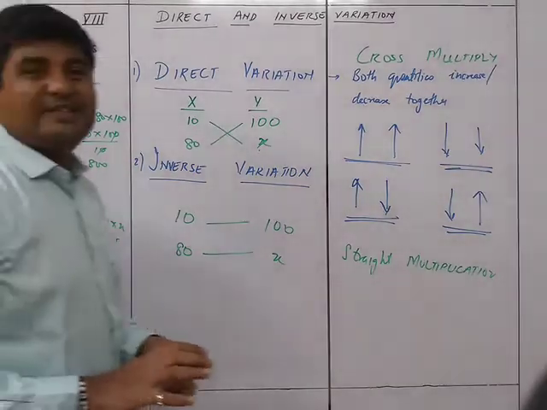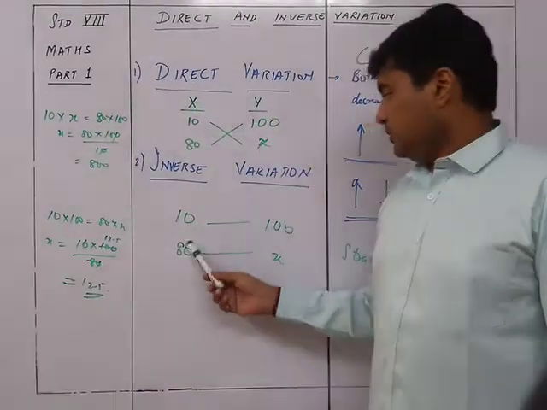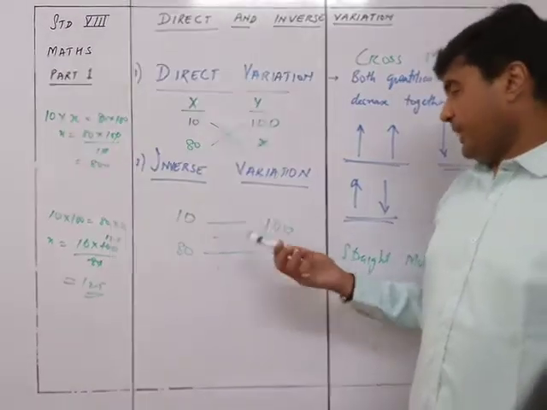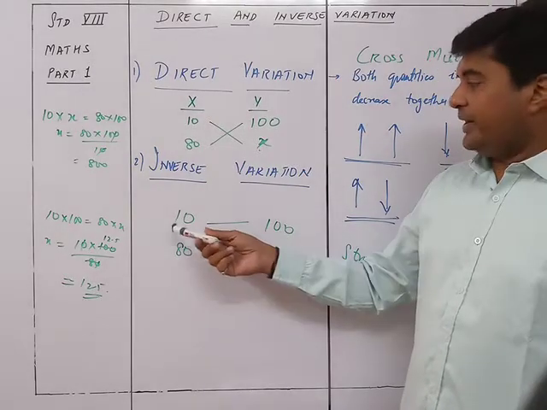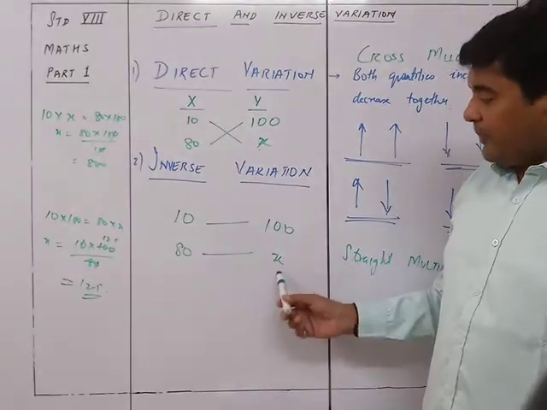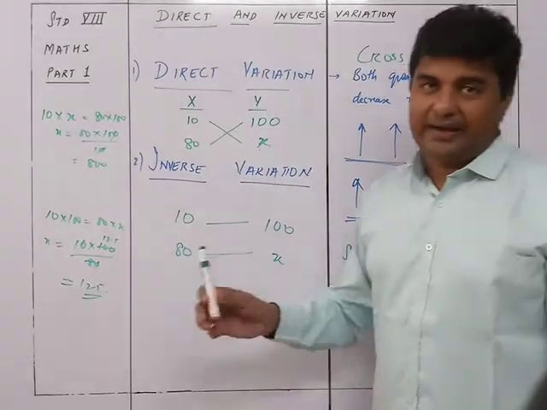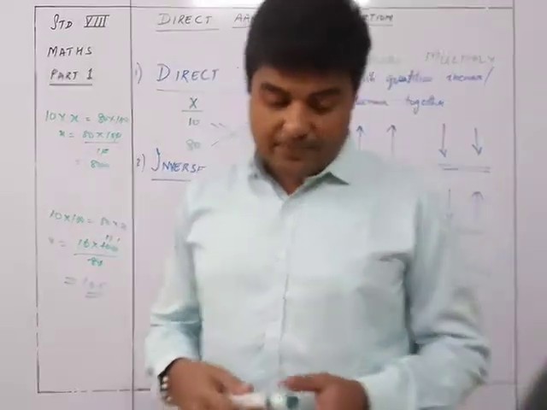So if the speed is 100 kilometers per hour, it's going to take 10 hours. If it is 12.5 kilometers per hour, it is going to take 80 hours to reach something. This is just an example over here.